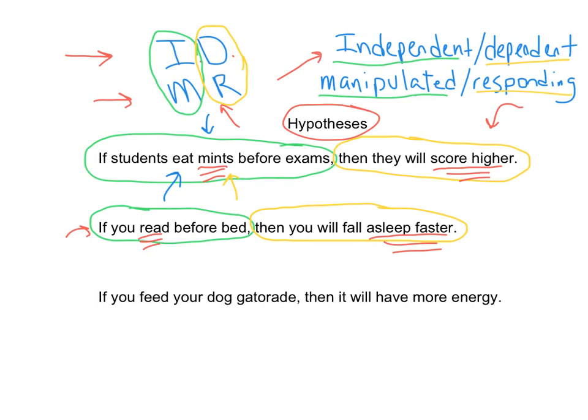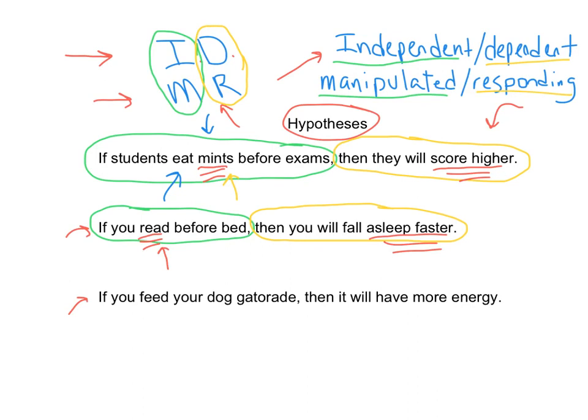Now, some controlled variables. The people that don't read before they go to bed, obviously they can't drink a lot more coffee than the people who do read. Because maybe those people can't sleep just because of the coffee and not because they didn't read before they went to bed.